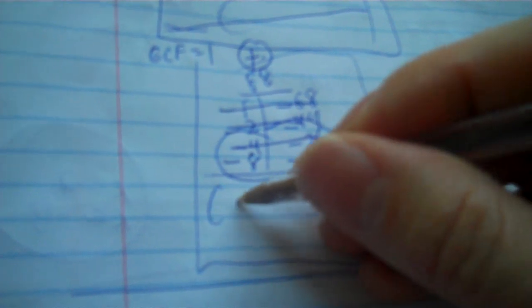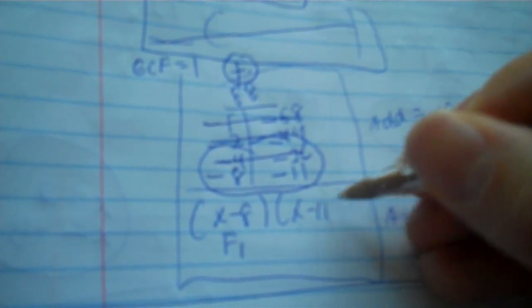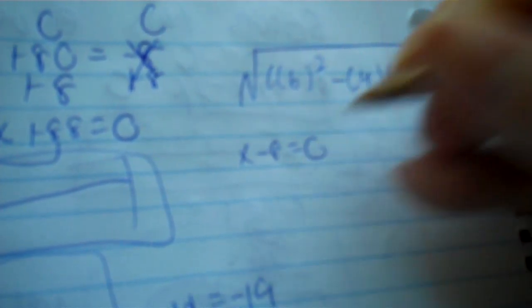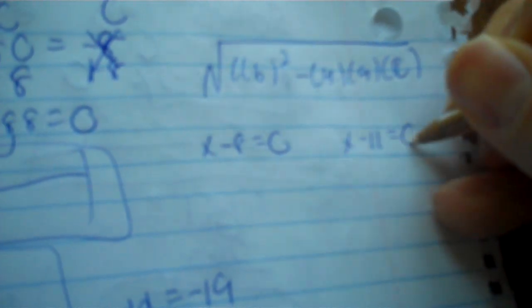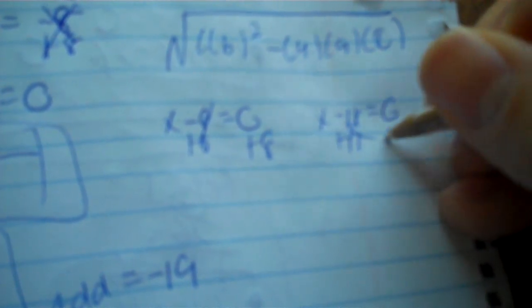So A is 1 again, so you can just make 2 parentheses with x minus 8 for F1 and x minus 11 for F2. So x minus 8 could equal 0. X minus 11 could equal 0. So you add 8, that'd be 8. You plus 11, that'd be 11. Okay, 8 and 11 are the 2 possible solutions.